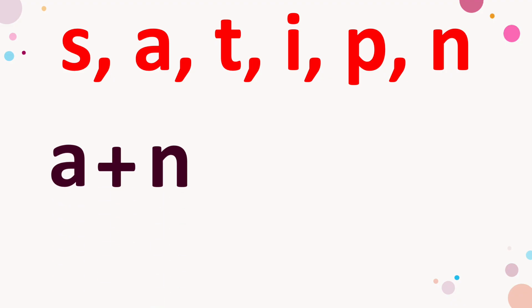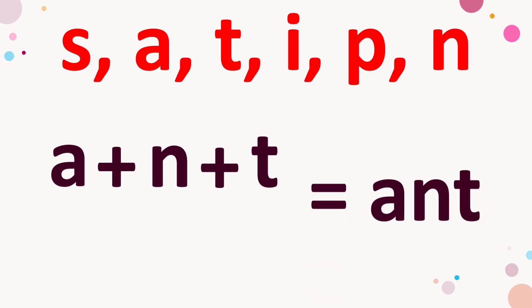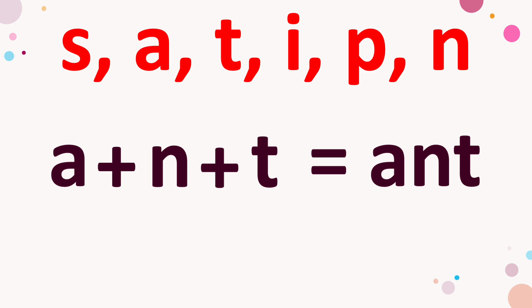Let's read another word. What is this sound? A. And what is this sound? N. Let's blend: a, an. And what is this sound? T. Shall we blend them? A, an, t. Ant. Again. A, an, t. Ant. Great job.